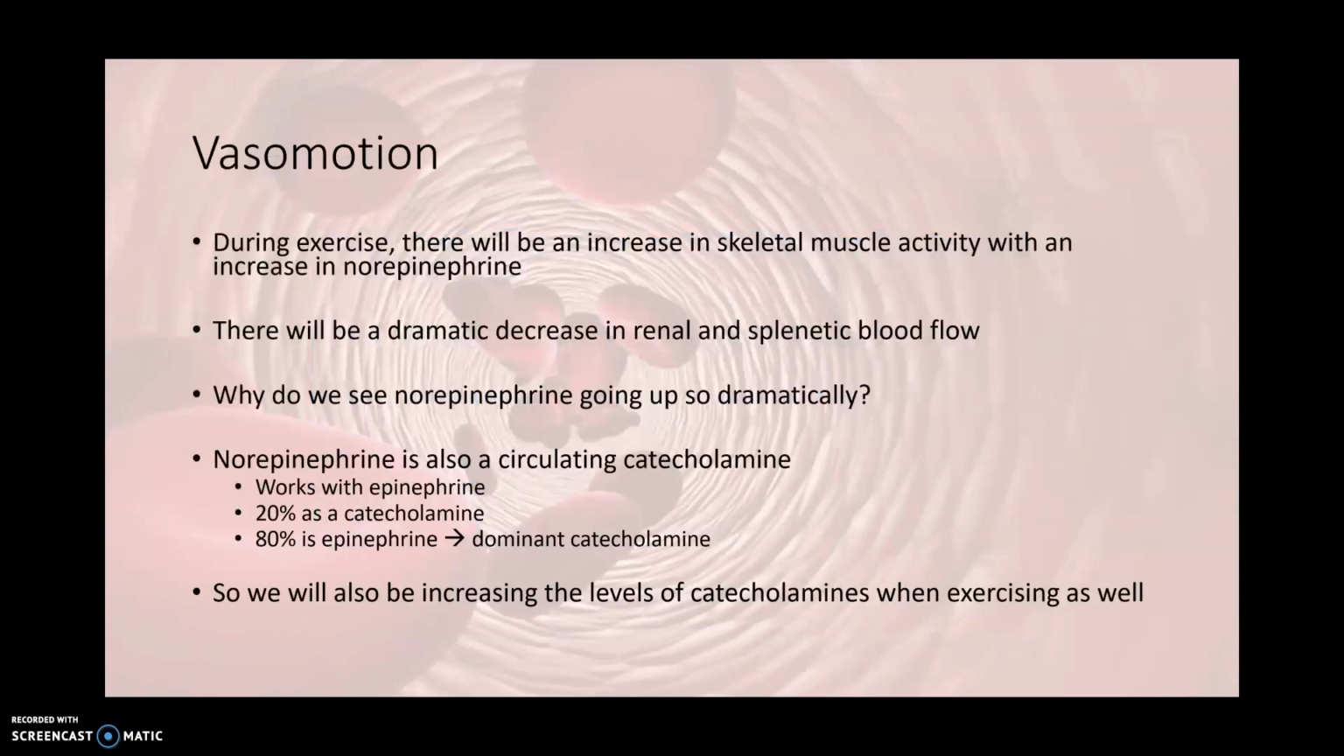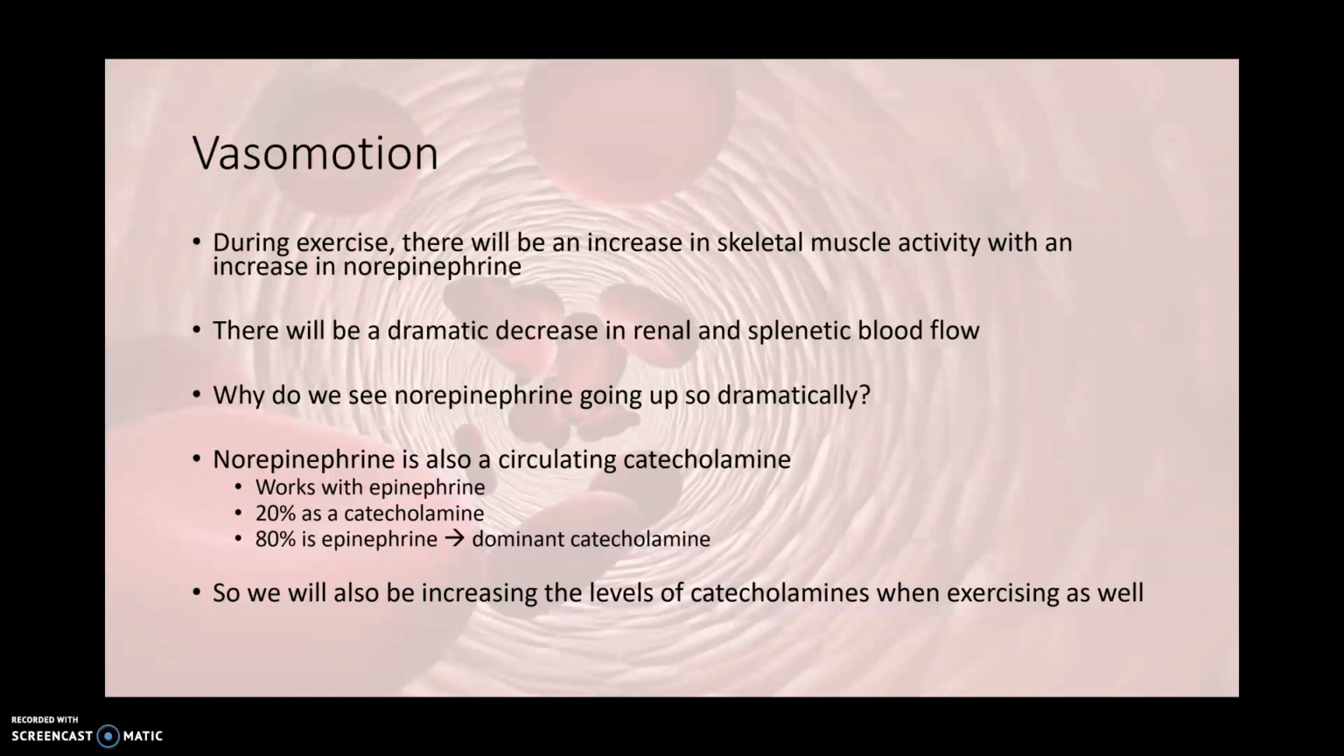Okay, so vasomotion continued. During exercise, there's going to be an increase in skeletal muscle activity with an increase in norepinephrine. There will be a dramatic decrease in renal and splanchnic blood flow, right? So we talked about the digestive area as well as the kidney area. Why do we see norepinephrine going up so dramatically? Because we cannot exercise without turning on the sympathetic nervous system.